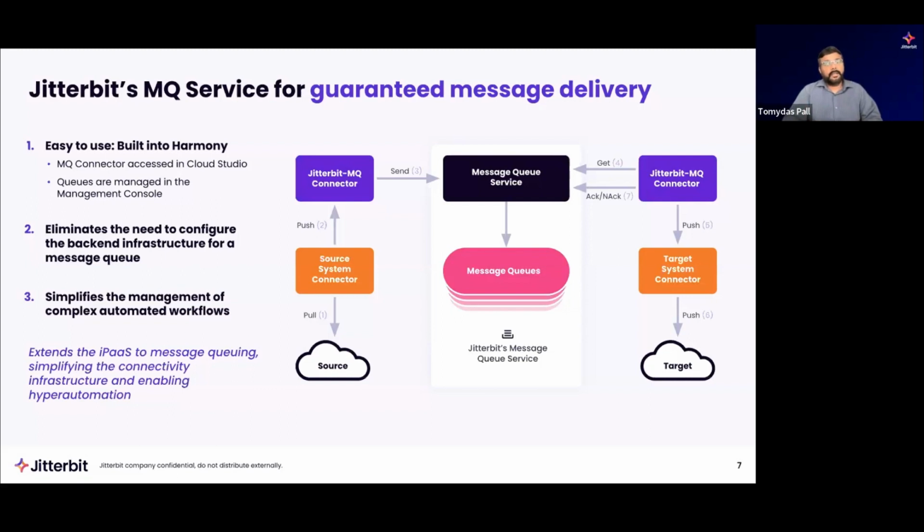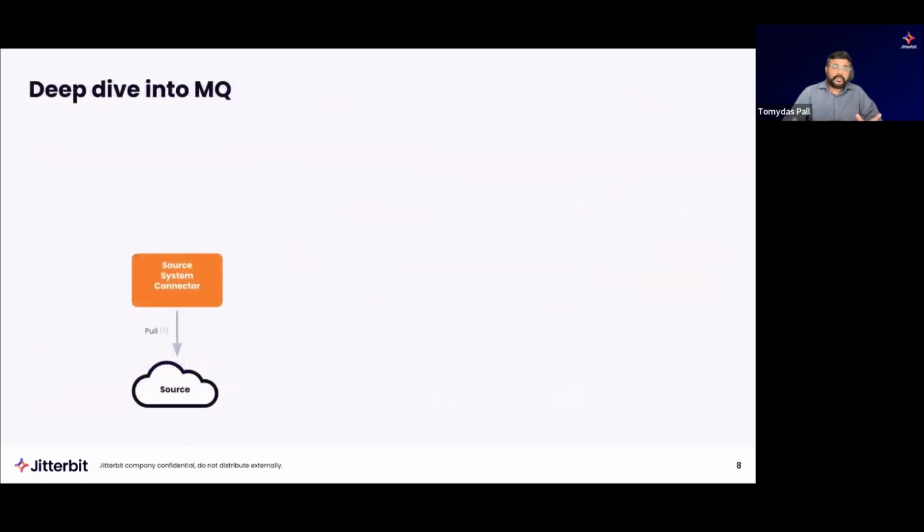So let's look at a scenario of how this will actually happen in principle. Where does message queue fit in? Let's start with the source application, where information is being sent by the source, and that's where Jitterbit's source system connectors come in. For example, if you're taking information from Salesforce and sending it to another platform like ServiceNow, typically you will have a Salesforce connector, which will get the information from Salesforce. Instead of sending it directly to the receiving application, now you send that information to a Jitterbit MQ connector.